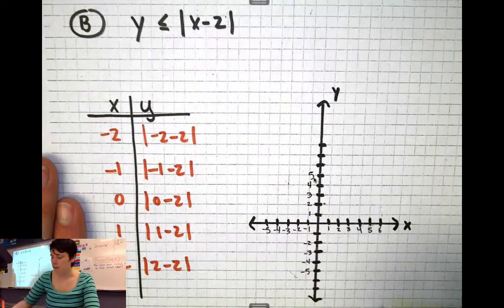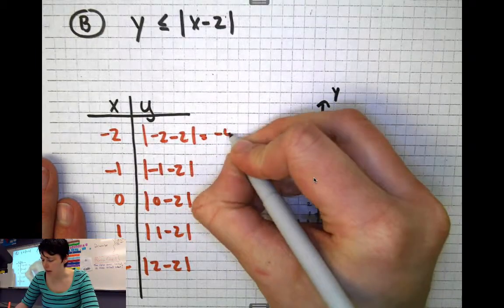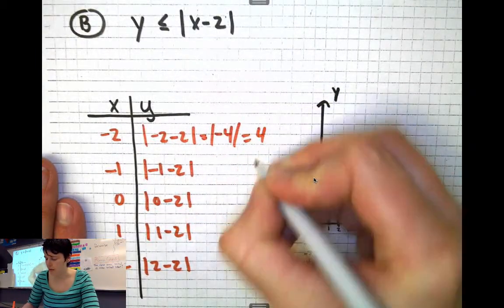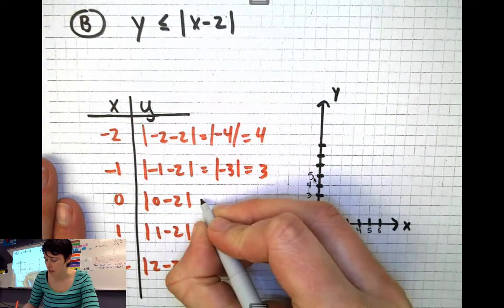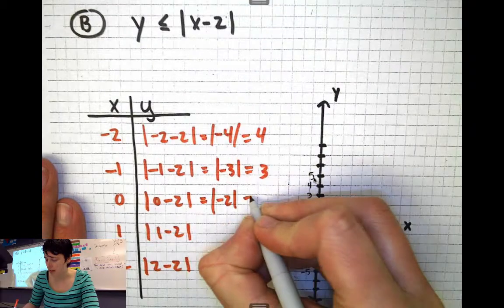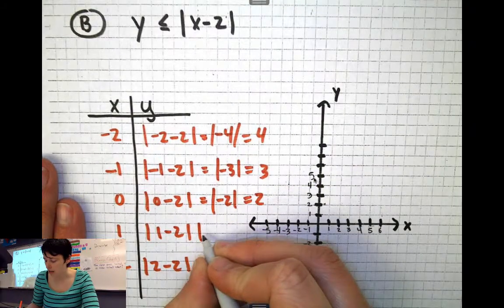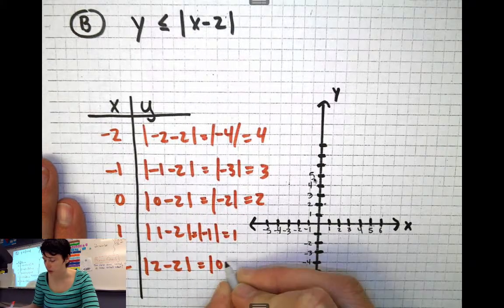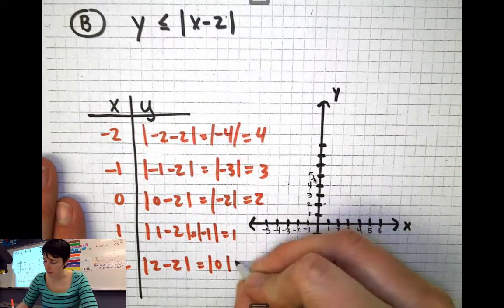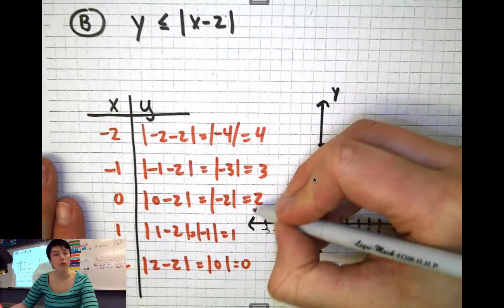And number-wise, I'm going to get -4, but absolute valued as a +4. And I'm going to get -3, but absolute valued as a 3. I'm going to get -2, but that makes a +2. I'm going to get -1, but that makes a 1. And I'm going to get 0. So I see that my pattern is going 4, 3, 2, 1, 0.